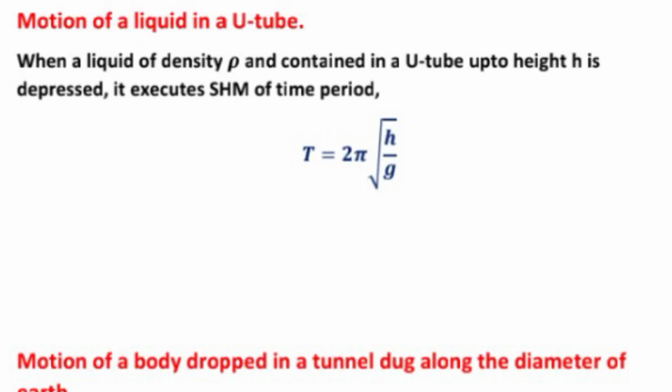Motion of a liquid in a U-tube. When a liquid of density rho contained in a U-tube up to height h is depressed, it executes simple harmonic motion, and its time period T = 2π√(h/g).